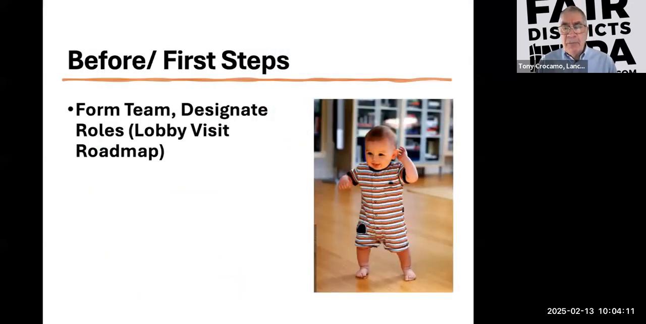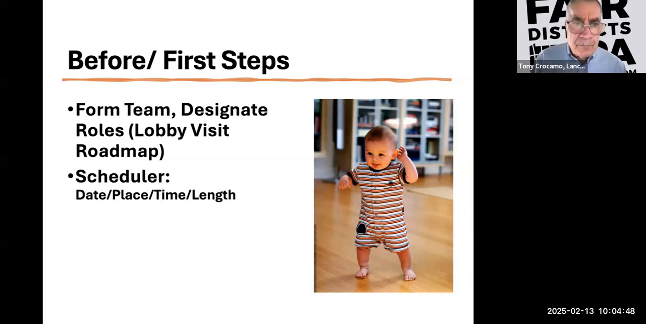The first step in putting a team together is to find 3 to 5 people who want to meet with a legislator or are interested in doing this. You form the team and have a meeting. It can be a Zoom meeting, and you use the lobby visit roadmap. That is one of the handouts you should have received before this session, and will receive again after it. The lobby visit roadmap allows you to plan the meeting.